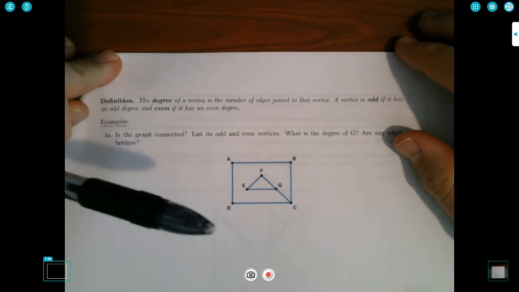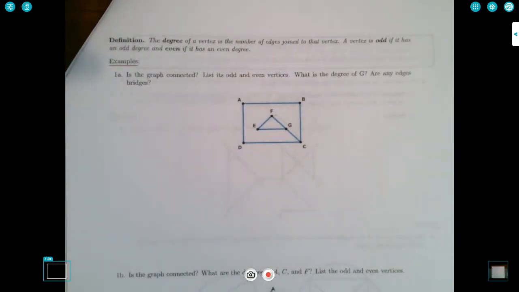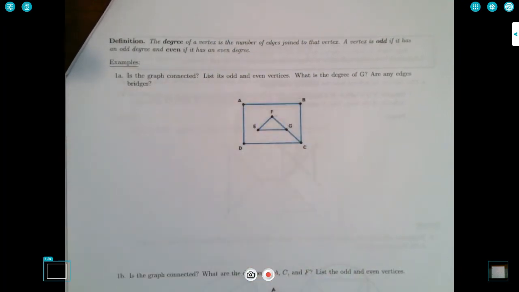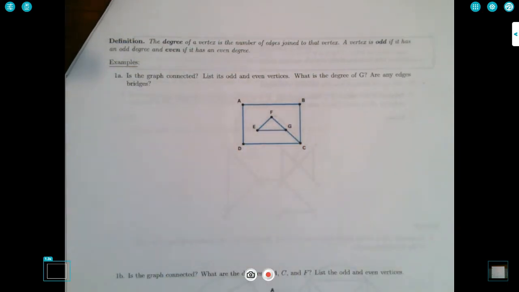All right. Next definition. The degree of a vertex is the number of edges joined to that vertex. A vertex is odd if it has an odd degree, and even if it has an even degree. So let's look at a couple examples. And we'll answer the question, is this graph connected? List its odd and even vertices. What is the degree of G? Are any edges bridges?